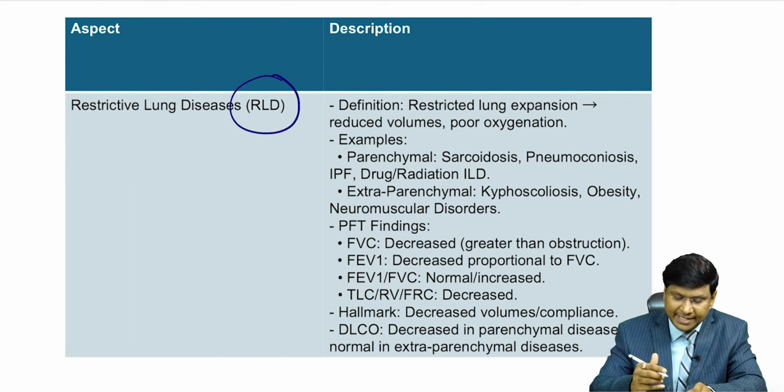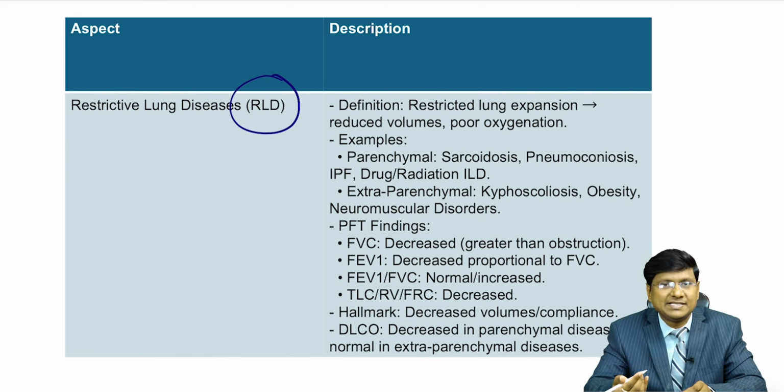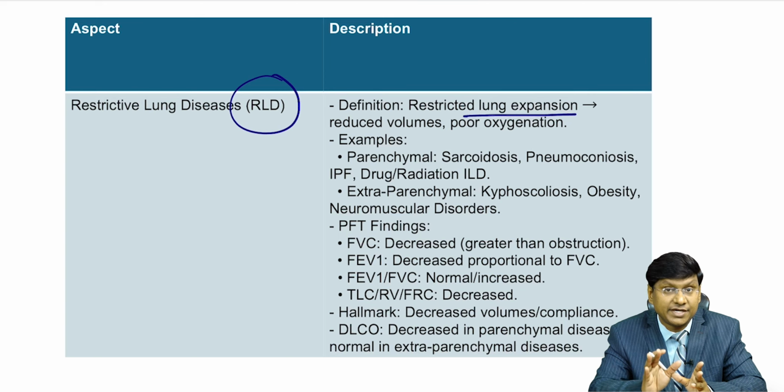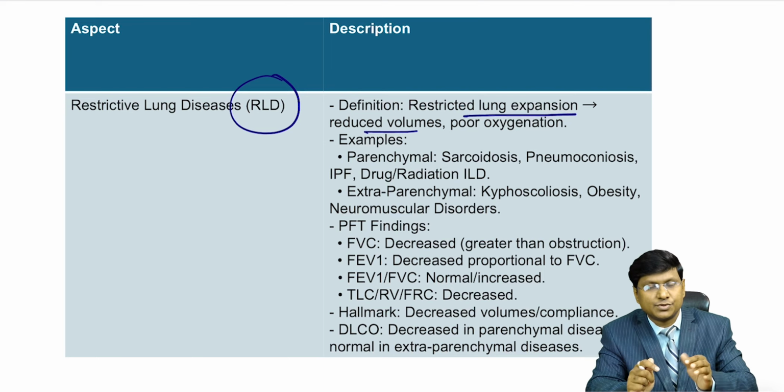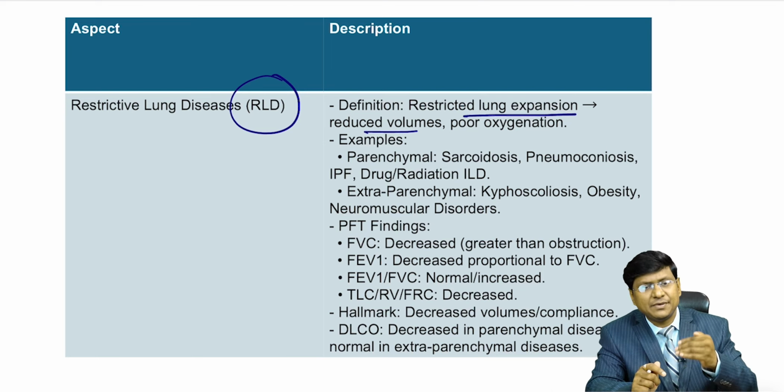Whereas in case of restrictive lung disease, what exactly is the problem? If you see the definition of restrictive lung disease, there is restricted lung expansion, right? So there will be reduced volumes. The inspiratory volume is also reduced, and subsequently the expiratory volume will also be reduced in patients with restrictive lung disease. So there will be reduced volumes and poor oxygenation.